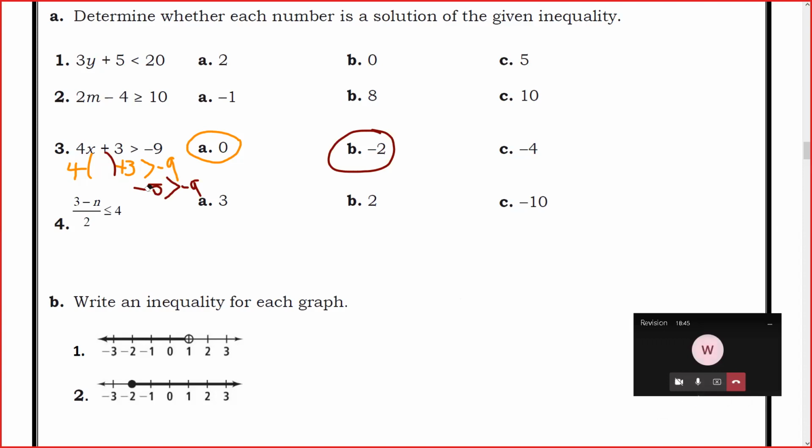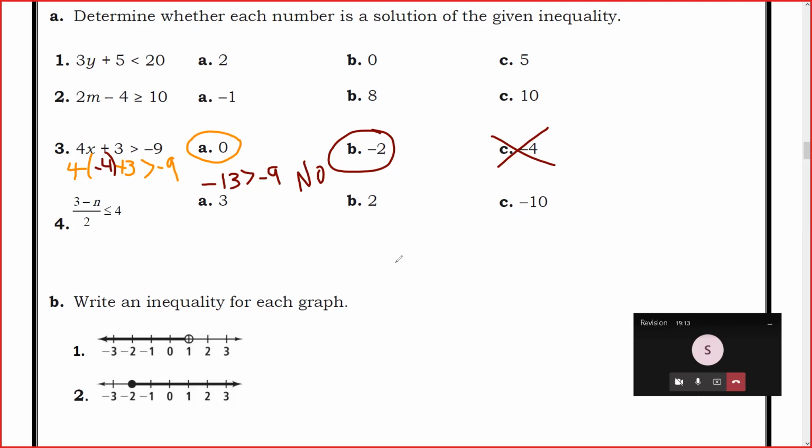Here, C, we have to do the same. Let's now replace it with -4. -16 plus 3, -13. Is -13 greater than -9? No. So C will not be a solution. Is it clear? Yes. Okay.